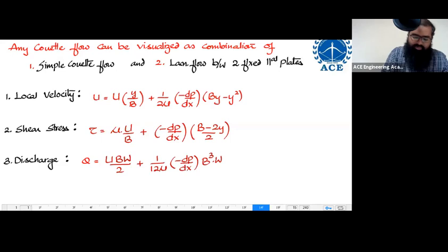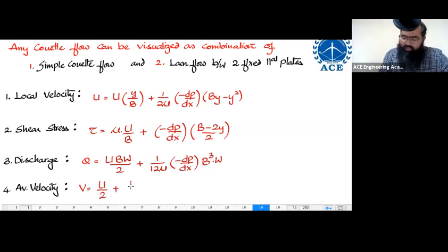The last formula which can be combined, after this you can't combine any other formulas, is the average velocity formula. What is the average velocity supposed to be equal to? In simple Couette flow, it is capital U by 2. In laminar flow, it is equal to 1 by 12 mu into minus dp upon dx multiplied to b square. This is the average velocity of Couette flow. Only 4 formulas you have to remember over here.